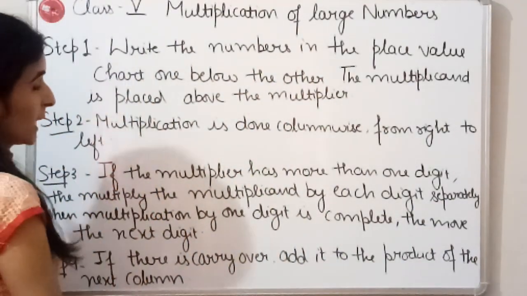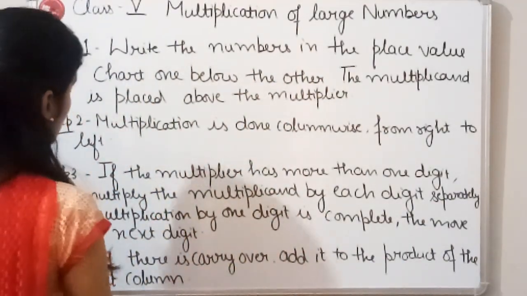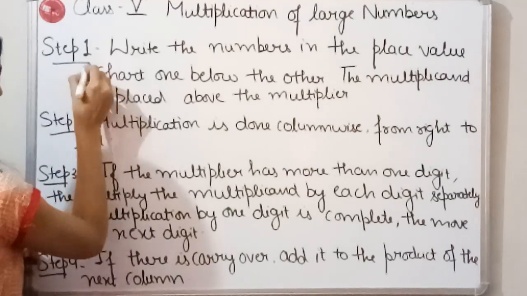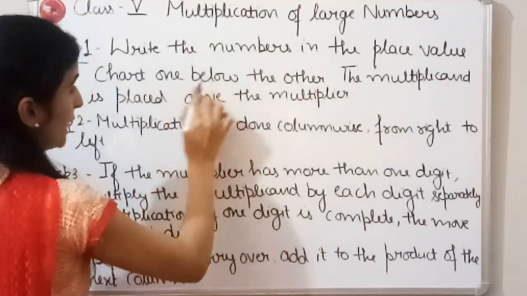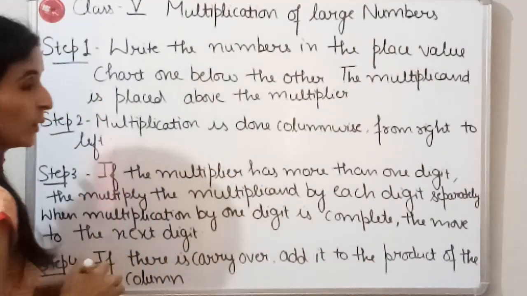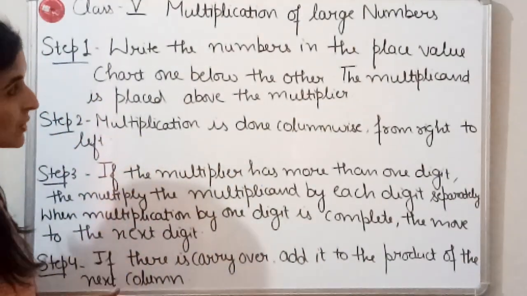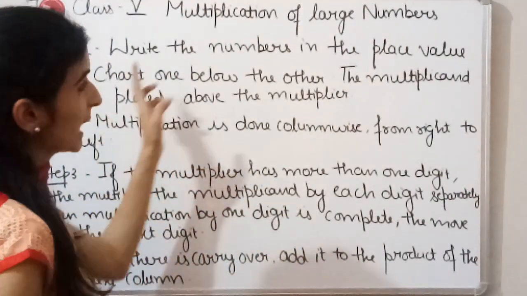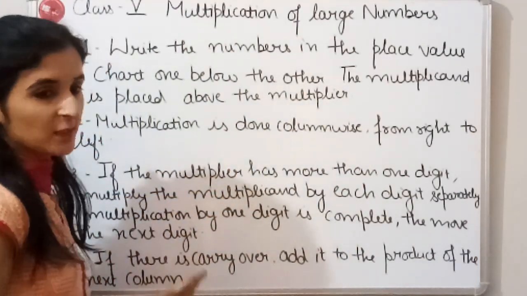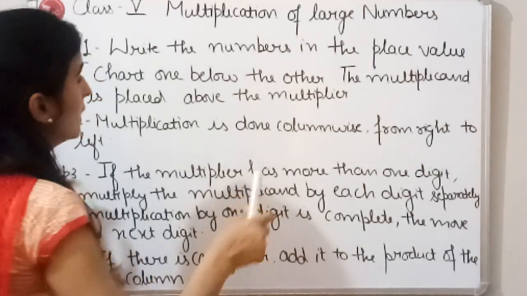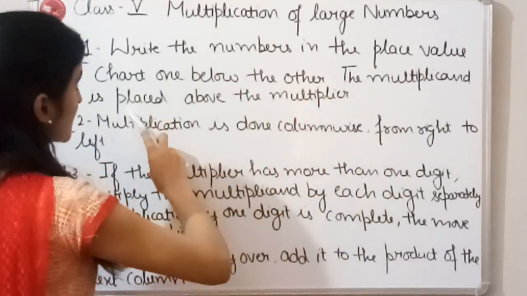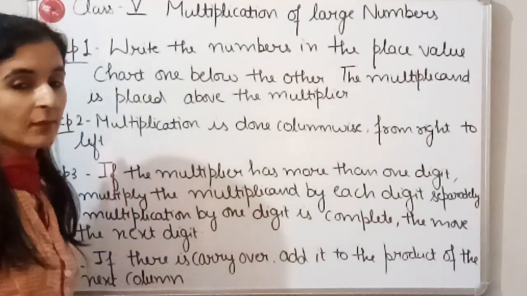There are some steps to multiply large numbers. Step 1. What is the step 1? Write the numbers in the place value chart, one below the other. So whenever we have to multiply large numbers, we firstly write the numbers in the place value charts, as we were placing in addition and subtraction too. So the multiplicand is placed above the multiplier.